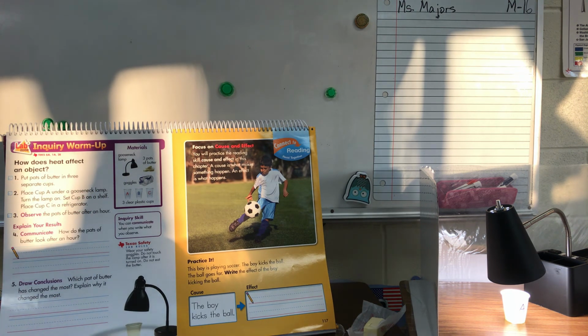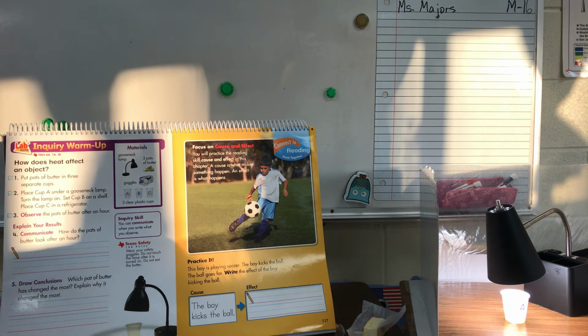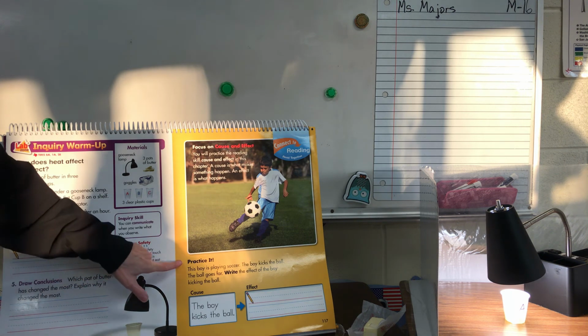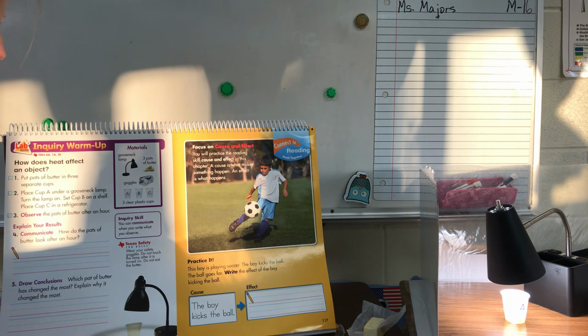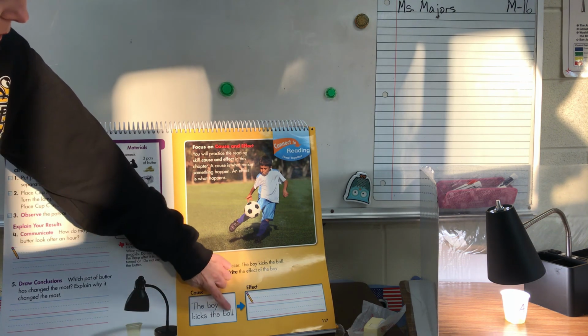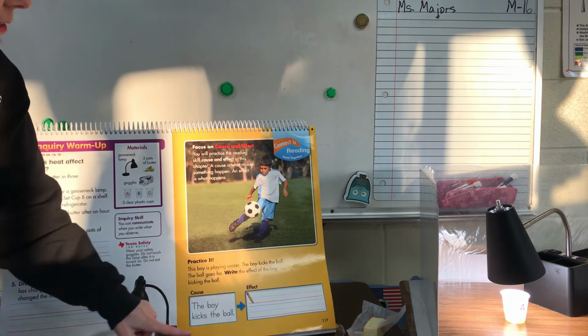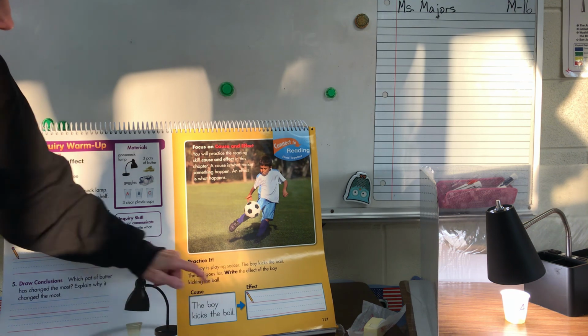Then on page 117, we're going to talk about cause and effect. You will practice the reading skill cause and effect in this chapter. A cause is what makes something happen. An effect is what happens. So down here, we're going to practice it. This boy is playing soccer. The boy kicks the ball. The ball goes far. Write the effect of the boy kicking the ball. So if the boy kicks the ball, what happens? That's right. The ball goes far. And you can just copy this sentence right there.